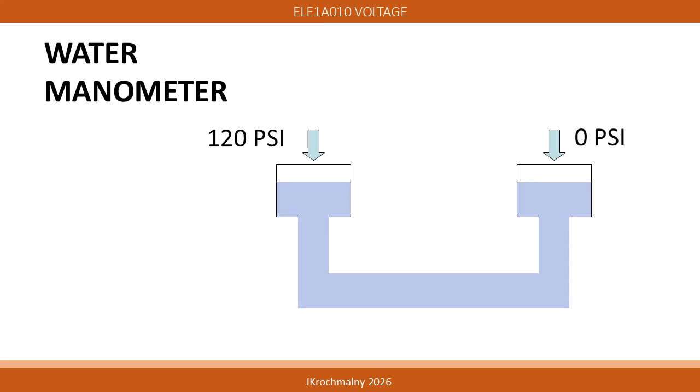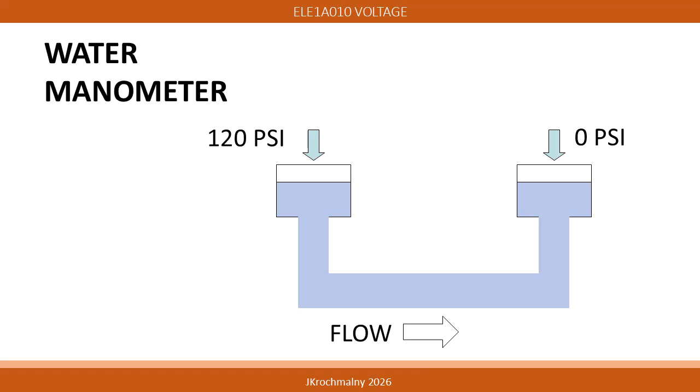On this graphic, we can see an increase of pressure in psi on the left side and a decrease of pressure on the right. That on the right is 0 psi. This shows a pressure difference between one side and the other. 120 psi on the left and 0 psi on the right equals a pressure difference of 120 psi.